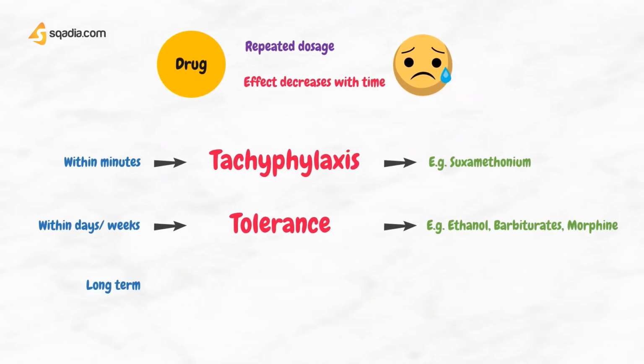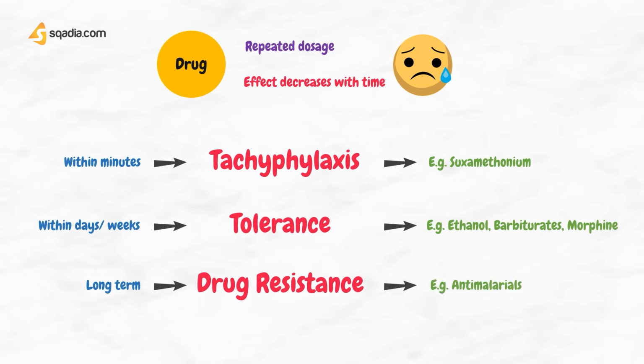Drug resistance is a term reserved for the loss of effect of chemotherapeutic agents. For an example, antimalarials. Keep watching ahead to learn more about how to quantify the receptors in the body, using assays and radiographic techniques.